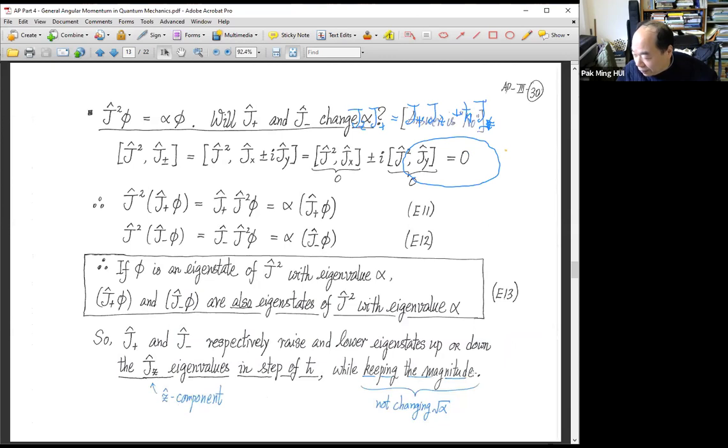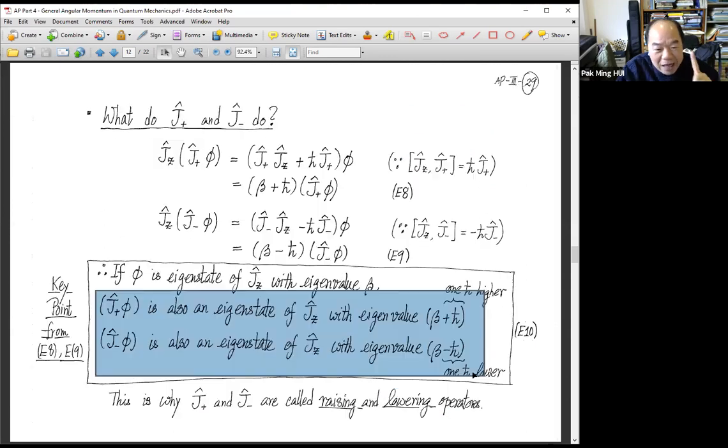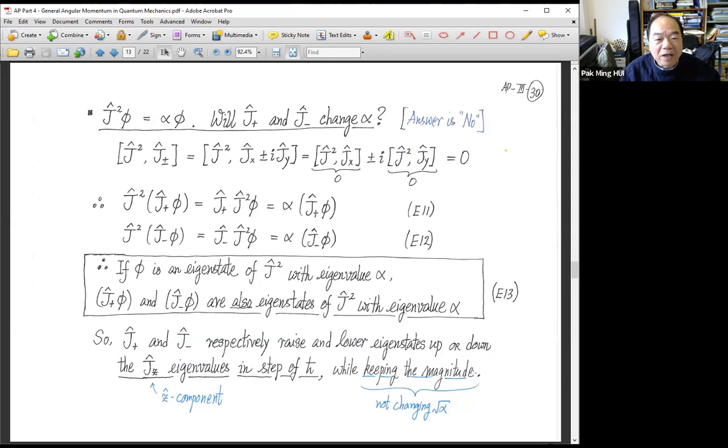So this is the most important effect. Next, we want to also check after we operate J plus or J minus on the simultaneous eigenstate, will it change the magnitude square eigenvalue, which is called alpha here? All right. The answer is no. Let me show you that.